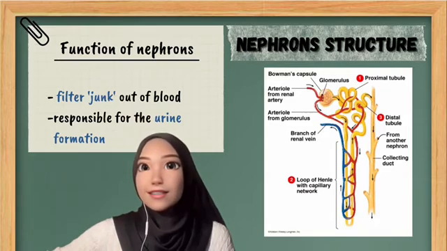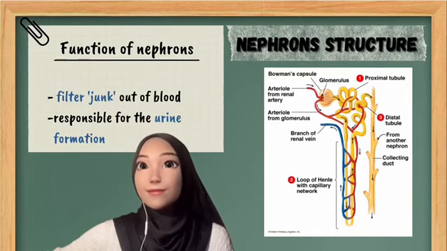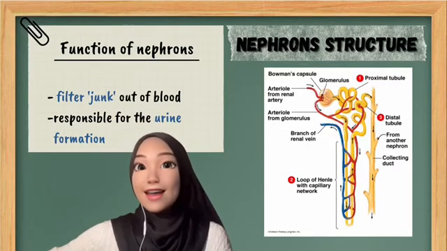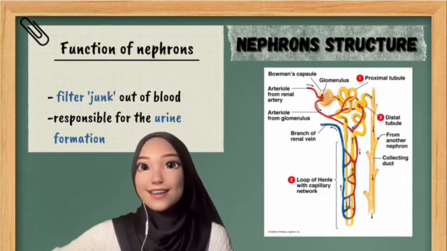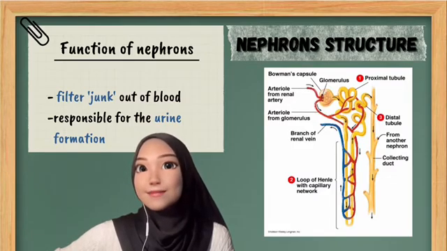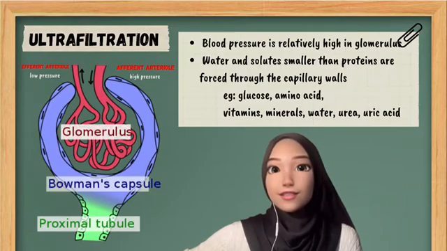Nephron structures consist of Bowman's capsules, glomerulus, proximal tubule, distal tubules, loop of Henle, and collecting duct, as you guys can see in the diagram here. Talking about the urine formations, there are 3 steps in the urine's formation, which is the first step is ultrafiltration. So the blood will enter the afferent arterioles with high pressure.